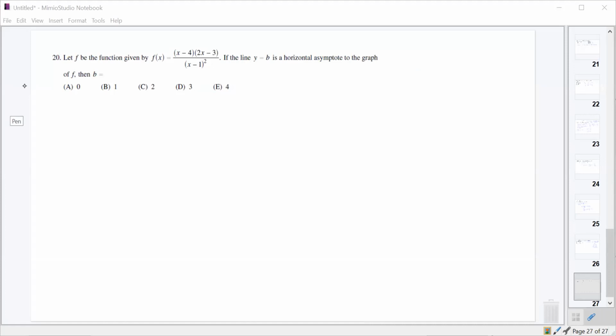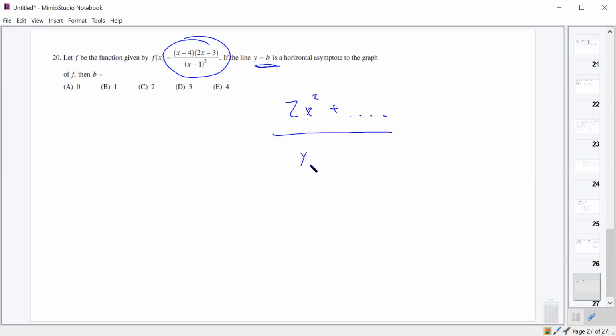So, number 20, we got y equals b is a horizontal asymptote of this thing. And so we should recognize that this function is a rational function, and if y equals b is a horizontal asymptote to it, then that tells us that the leading coefficients, if we distribute this all out to get 2x squared plus whatever over x squared minus whatever, the division of the leading coefficients should be the horizontal asymptote. And so that'd be 2/1 should be our horizontal asymptote. Does that make sense to everybody?